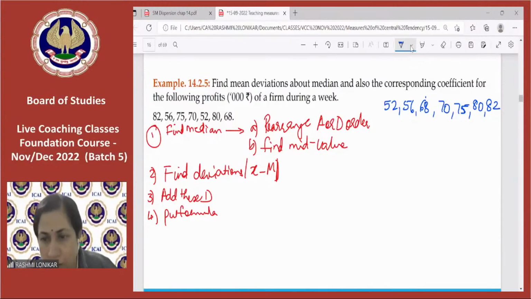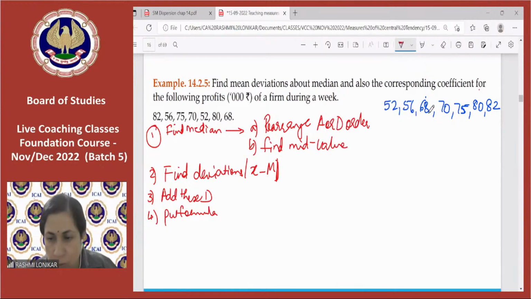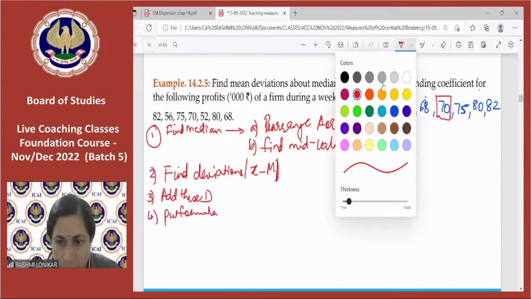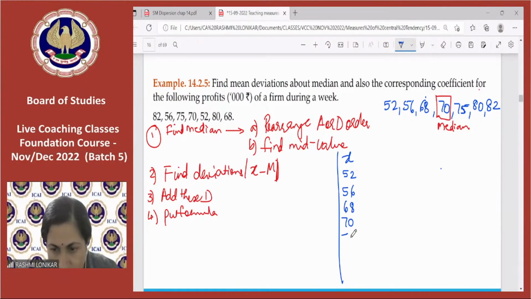So how do I find the median? Median will be the middlemost number. So what is the middlemost number? 1, 2, 3, 4. So this will be my middlemost number, so that there are 3 numbers below it and 3 numbers above it. So I have arranged it in ascending order, and this is my median. Now, as we did earlier, what are the values of x? 52, 56, 68, 70, 75, 80, and 82.